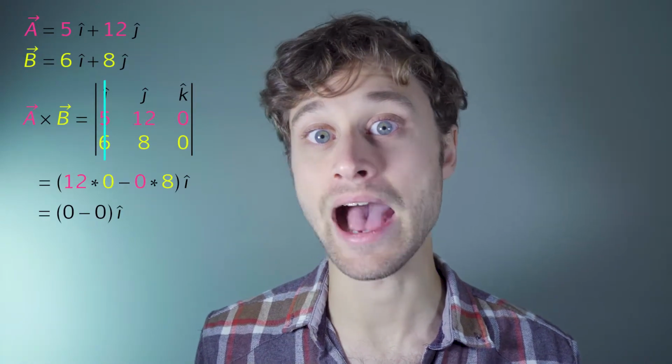We're now going to take the difference of the cross products of the remaining elements below the first row. So in this case, that would be 12 times 0 minus 0 times 8. We're going to take that difference, which is just 0, and multiply it by i hat, which is equal to 0 i hat. We're then going to move on to the second term of our determinant.